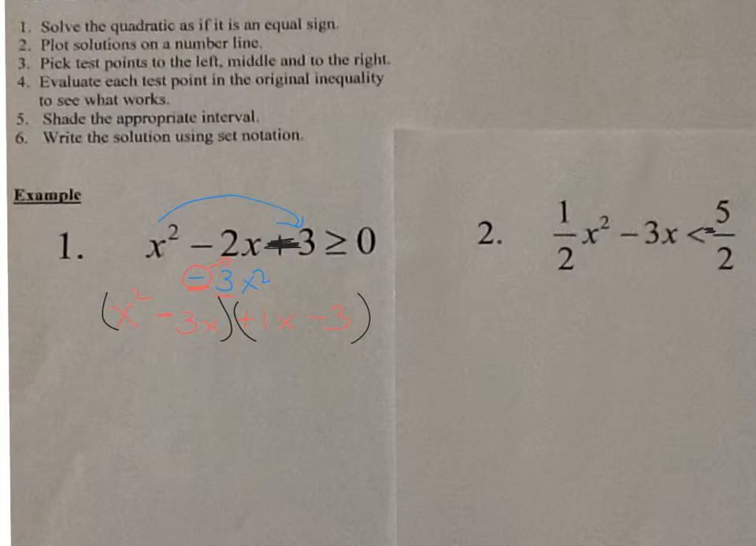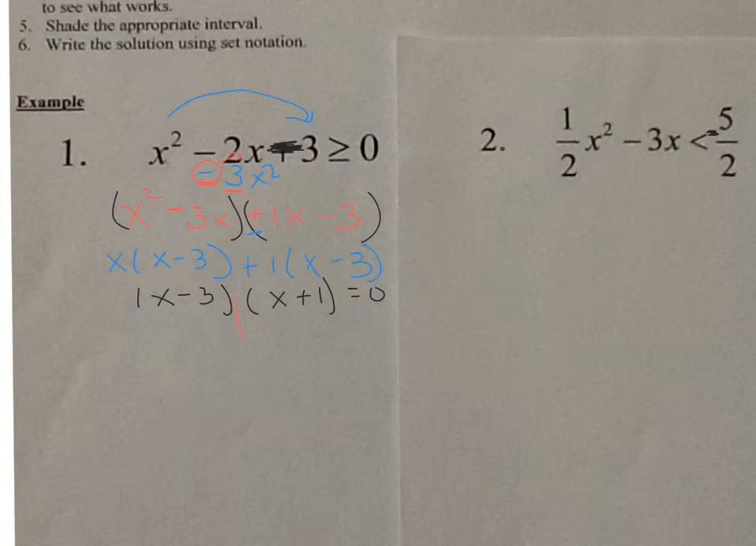Group the first two, group the last two. GCF is x times x minus 3. I have a 1 here, put the 1 on the outside. GCF is 1 times x minus 3. So my factors are x minus 3 and x plus 1 equals 0, because we're just pretending it's equal to 0 right now. And you're going to finish solving this. Okay, so make a t-chart. We had x is equal to -1 and x is equal to +3.